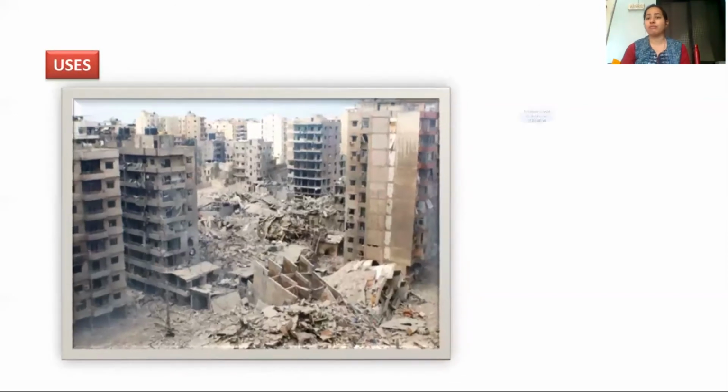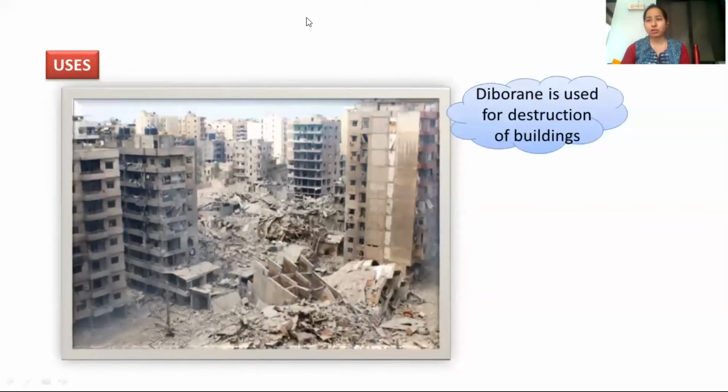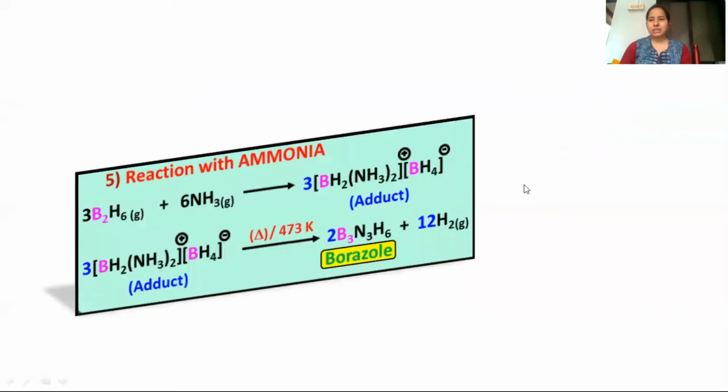Talking about diborane, B2H6, where do we use it? We normally use it for destruction of buildings. Old buildings can be destroyed with the help of diborane. This is some extra information for you all. Diborane reacts with ammonia to form something called an adduct. Adduct is nothing but an addition product. So you can see B2H6 and NH3. When it combines, you form an adduct.